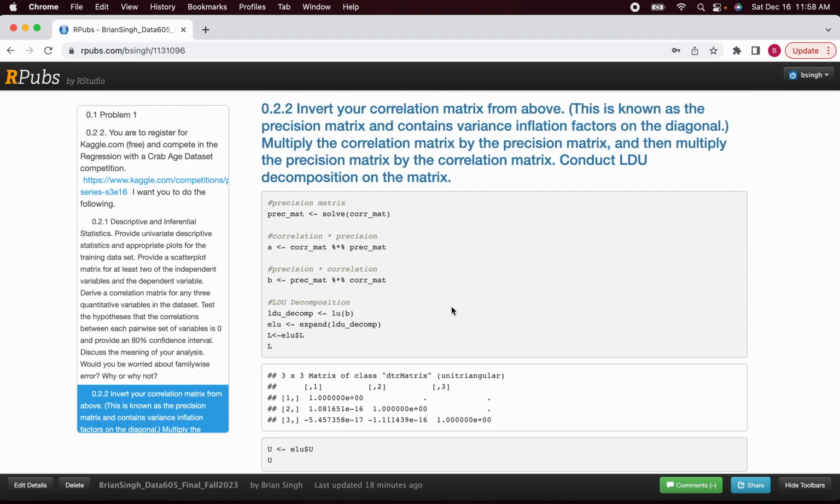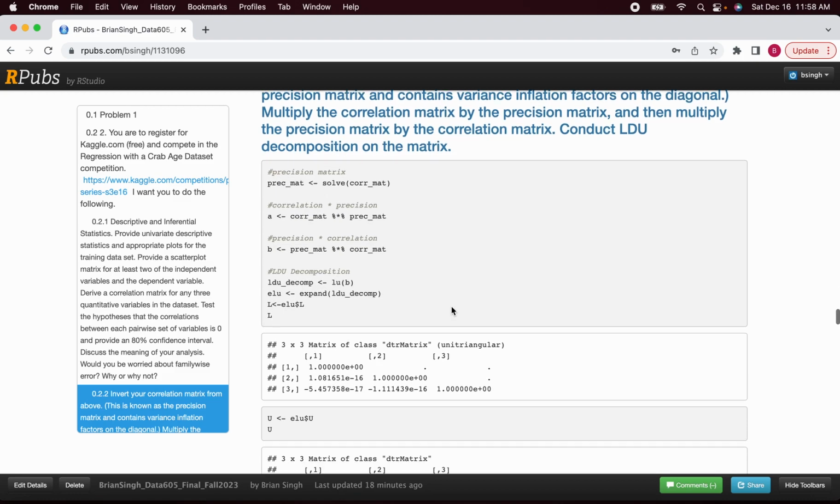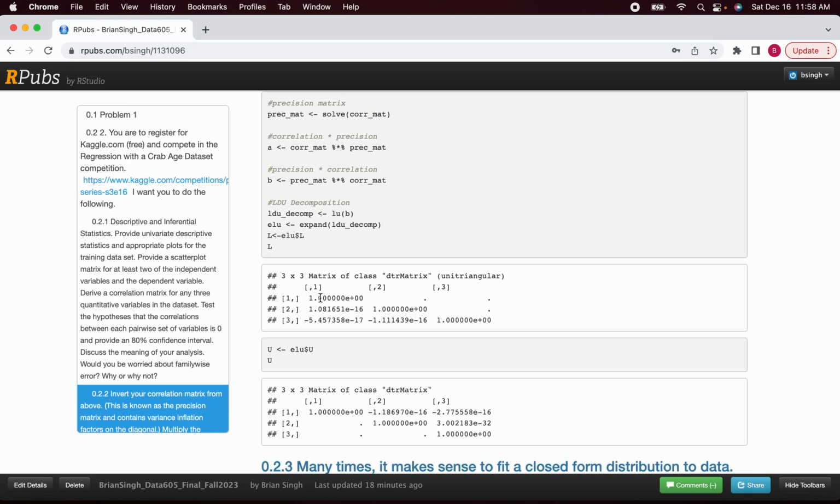Yeah, so the next part of problem 2 wants us to invert the correlation matrix above, which essentially creates a precision matrix. Then multiply the correlation times precision and precision times correlation, and perform factorization using the lower upper decomposition. Now when we run that, we can see the ones across the diagonal, which is what should be done, and the factorization of the lower triangle and the upper triangle here.